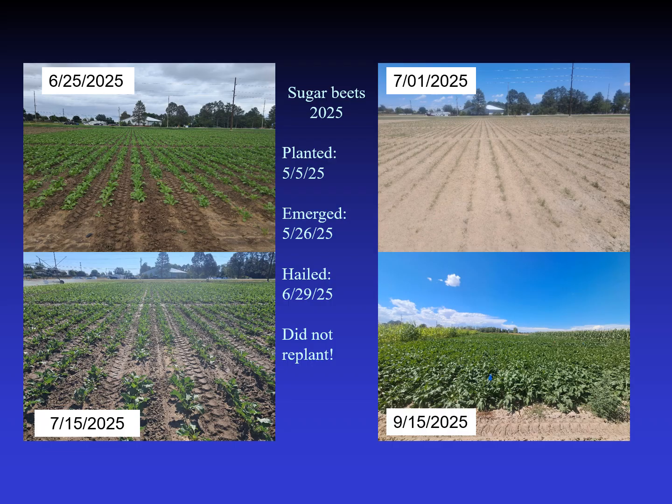But we decided not to replant or start over again. We just let it go. And so this is how it started coming back. It wasn't killed, but it just took away all the leaves. And then this is what it looked like in September, right before harvest. So it was enough to at least get a harvest value, which I think was around 18 tons per acre. That wasn't real good, but it was better than digging it out.